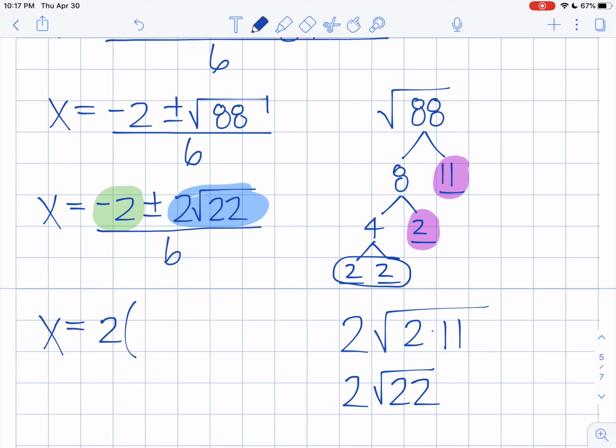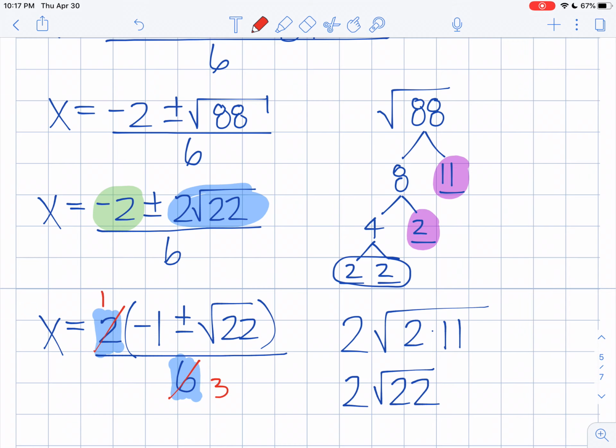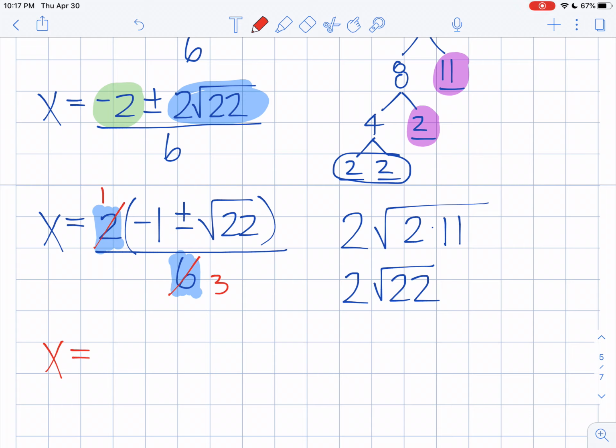2, and when I factor it out, 2 times how much is -2? -1. 2 times how much is 2 times the square root of 22? Just the square root of 22. All divided by 6. And now I can reduce my fractions out in front. So I'm looking here and here to do reducing. What number goes into both 2 and 6? 2 goes into 2 and 6. 2 goes into 2 once. 2 goes into 6 3 times. So my final answer is -1 plus or minus the square root of 22, all divided by 3.